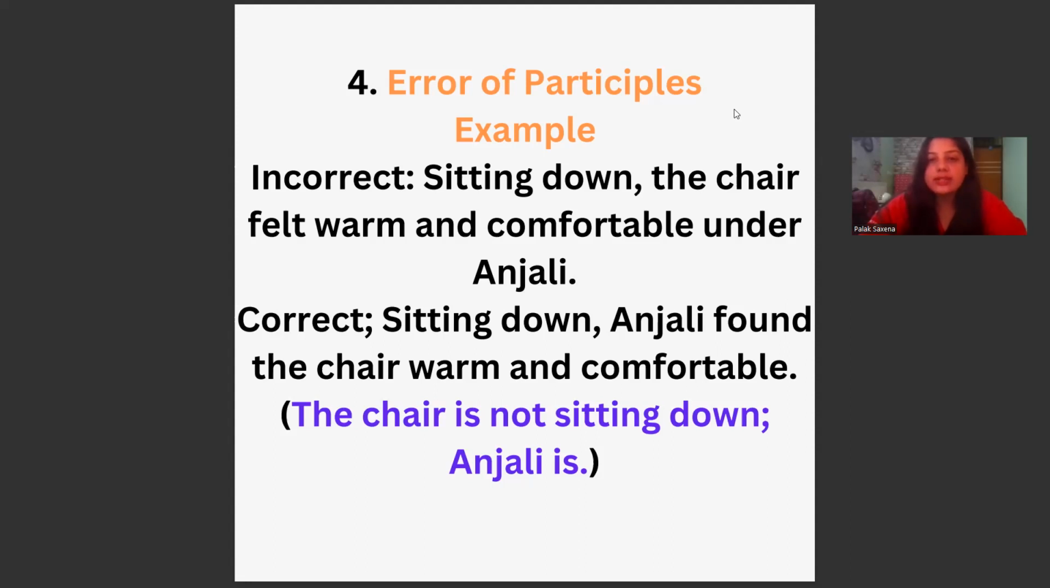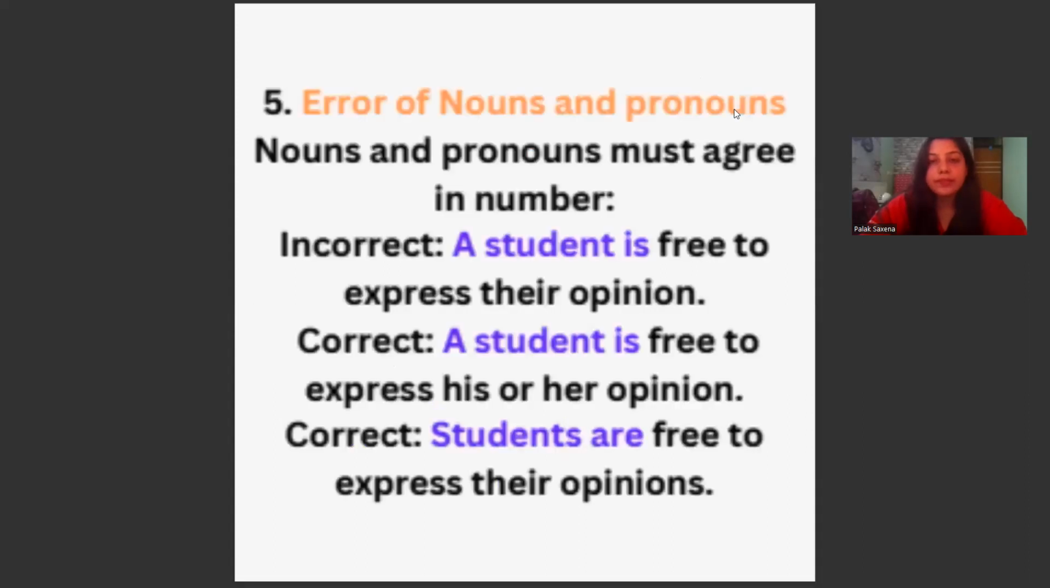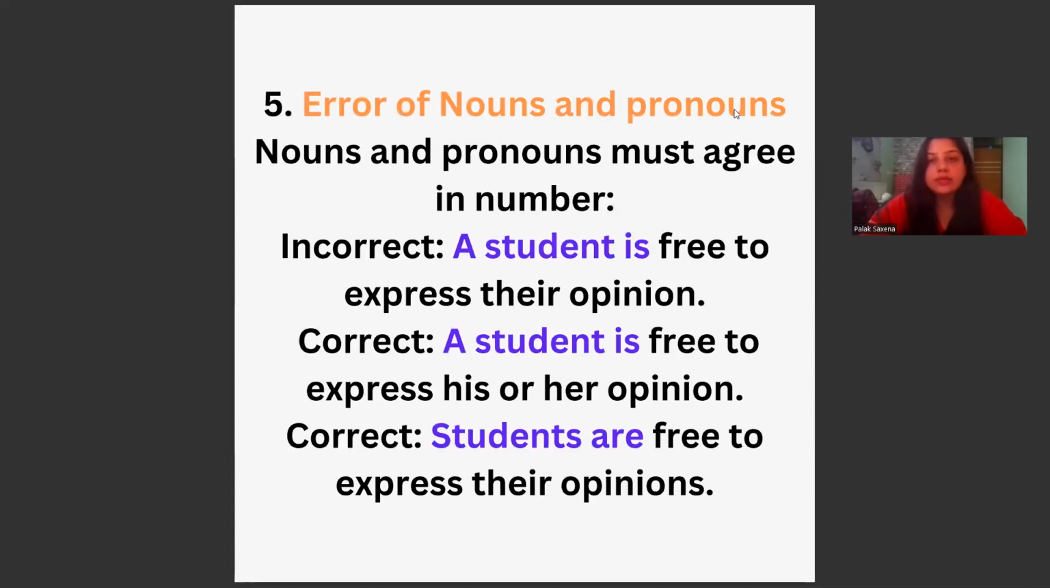That means the chair sat down. So, the correct would be sitting down, Anjali found the chair warm and comfortable. So, you'll have to see how the phrases, how the words are used in a sentence and what meaning it is giving. Next is error of nouns and pronouns.